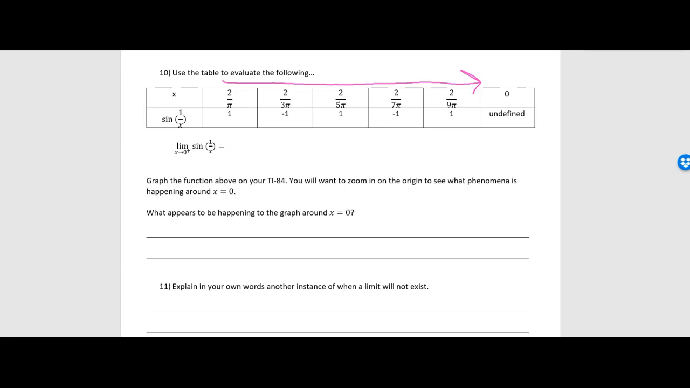As we look at these values, right, we go from 1 to -1 to 1 to -1 to 1, and then we eventually get to, well, if we get to 0, we know that the function's undefined or does not exist. The problem is, what does it look like we are approaching? Are we approaching 1? Are we approaching -1? Or are we approaching some value in between 1 and -1? Because from the table it's not clear. It just looks like the function's bouncing back and forth. Let's take a look at the graph and see if that gives us any further insight.